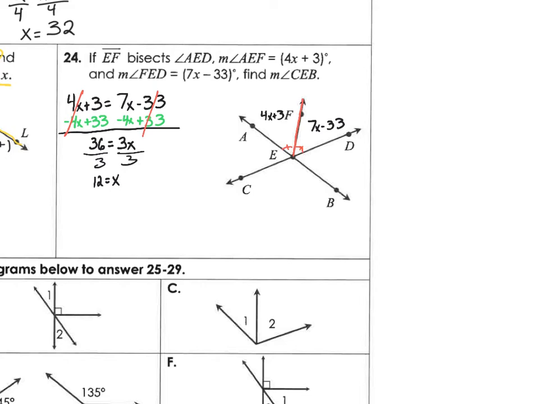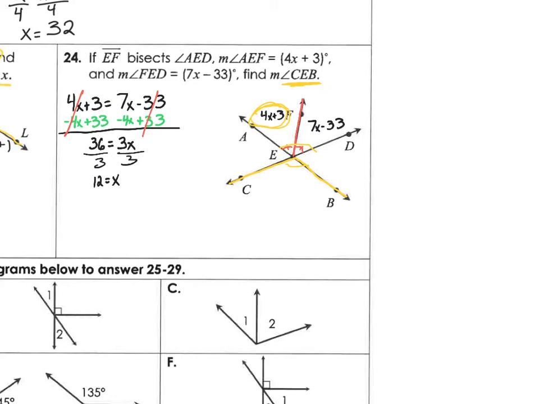Okay. So anybody want to take a stab at how we might find, what do we need to find? CEB. So that's this, right? Okay. So we know that because of our rule of vertical angles, this will be the same as this. So we need to find what one of these sides is, so let's use this one because it's smaller. We can multiply it by 2 and get this, right?